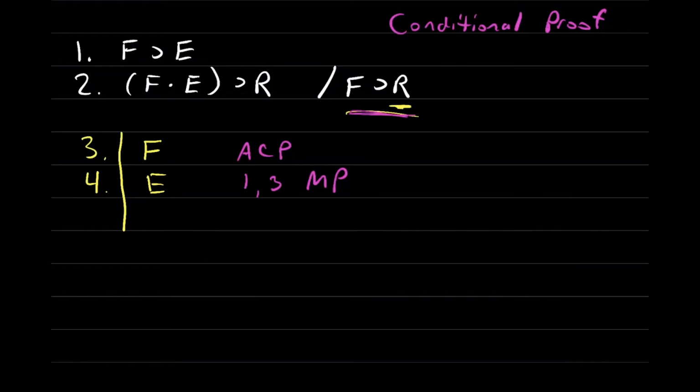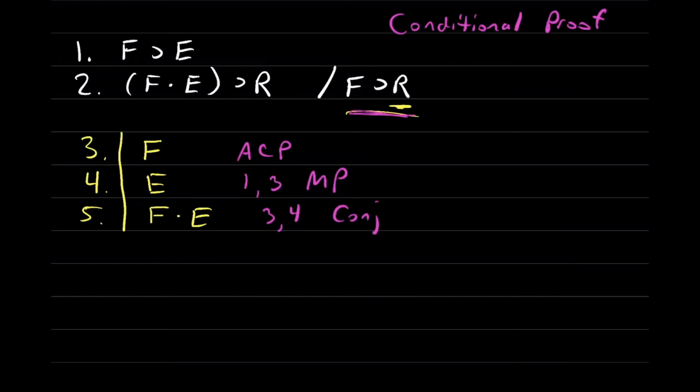Okay, once we have E, I think this is pretty easy to see. Line 2 tells us that if we know F and E are true, then we can get R, which is what we're looking for. But we first need to conjoin F and E together on their own line. So F and E, and that's going to follow now from line 3 and line 4 by conjunction.